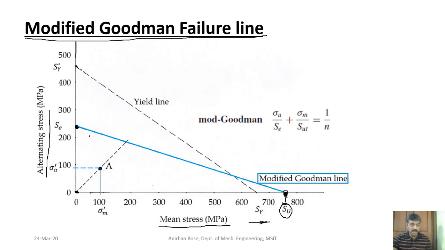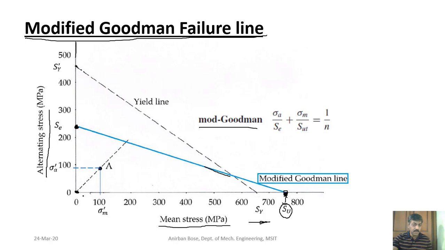So what has been done? Basically, this point, the endurance limit, and the ultimate point, this line has been drawn between these two points, and this line is called the modified Goodman line.